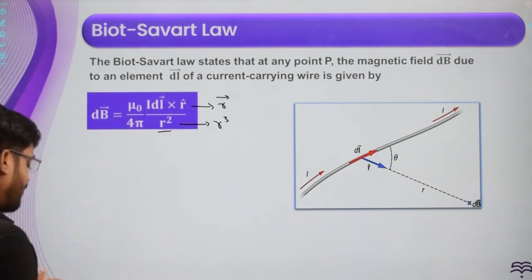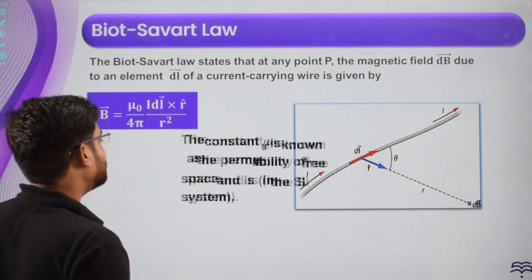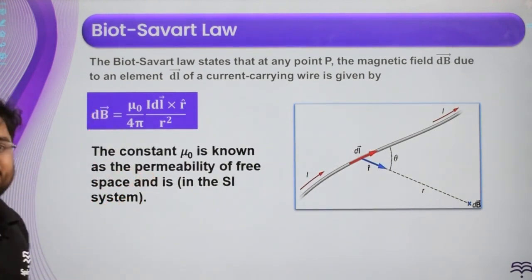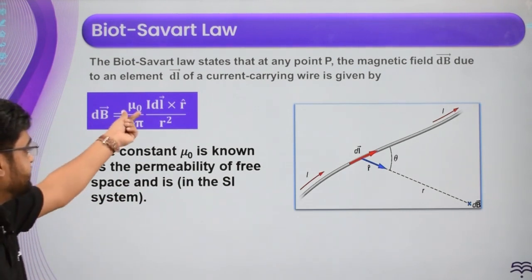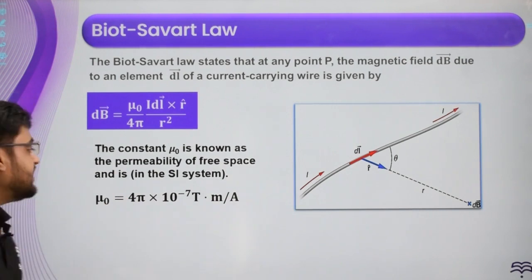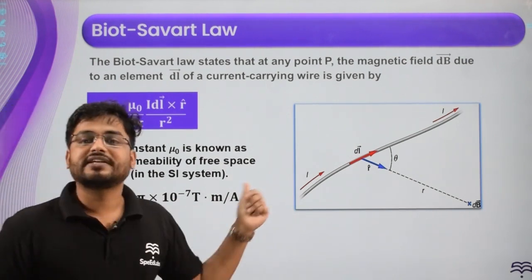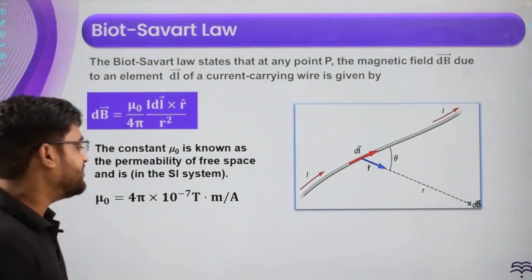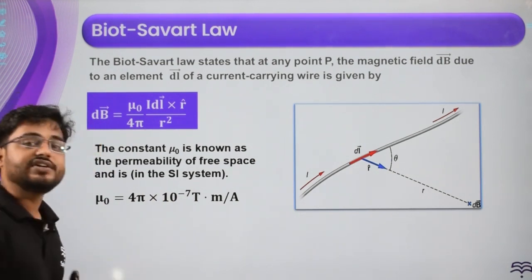Now what is this mu naught? The mu naught is known as the permeability of free space. Its value is basically 4 pi into 10 raised to power minus 7 Tesla meter per ampere. The units we are going to discuss when we learn more about magnetic field. This is the value which you need to remember.